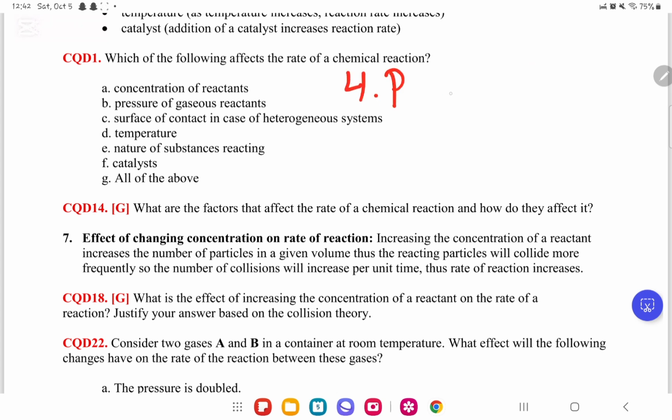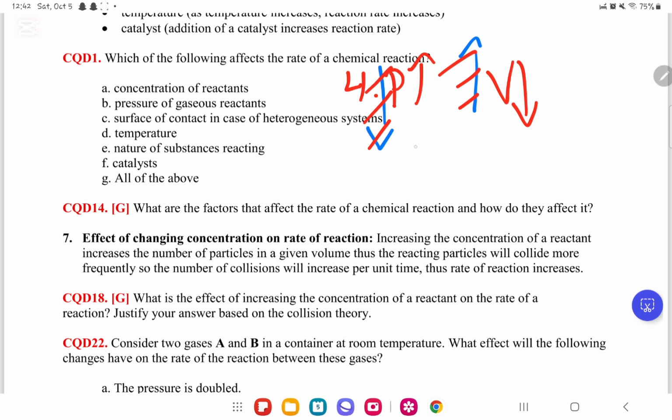We have the pressure and we have the volume. If we increase the pressure, then the volume will decrease. However, if we increase the volume, then the pressure will decrease. But let's take into consideration now that the pressure is increased and the volume is decreased. What will happen in this case?